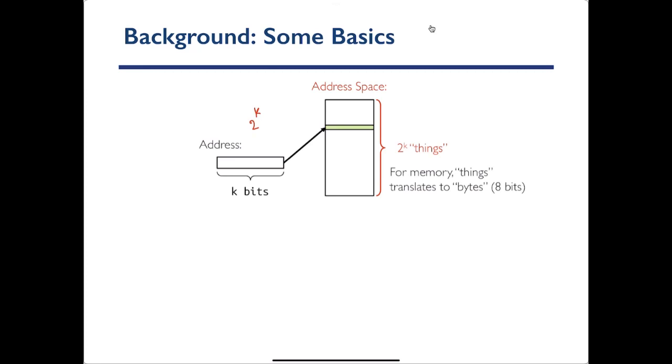Now, when it comes to memory, the thing we want to address is bytes. So each byte has an address. If your system is 32 bits, then you can address 2 to the 32 bytes. If your system has 64 bits, then you can address 2 to the 64 bytes. So the unit of addressability is byte when it comes to memory in most systems.